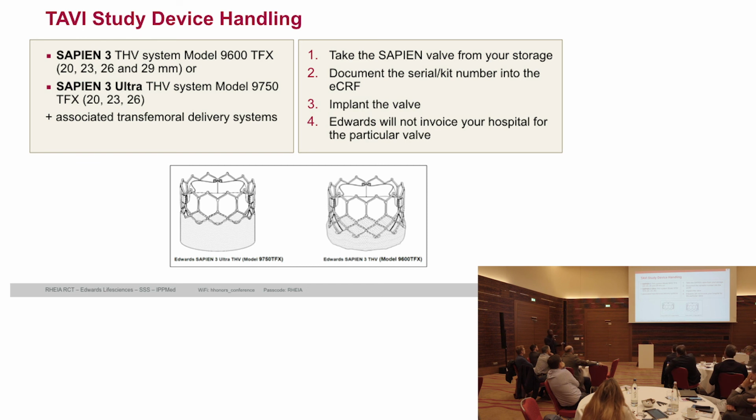So what you're going to do is take the device that you have on the shelf available at your institution. You document the serial number, the kit number of the device you're going to use for the particular patient, implant the valve, and then Edwards will not invoice your hospital for the device that you have used for the patient. So this is something that is quite new. For some countries, Ultra is not available, as for example in France, so we're going to start with the S3, and as soon as the Ultra becomes available, we're going to use the Ultra. So it's going to be a mix of S3 and S3 Ultra based on what you already have at your institution. And you won't get a specific kit for the procedure, but you really need to document the exact serial number. But this is what we do on a regular basis. But this will be provided within the CRF.